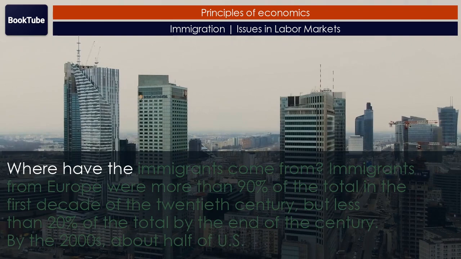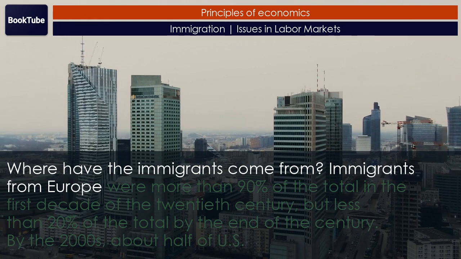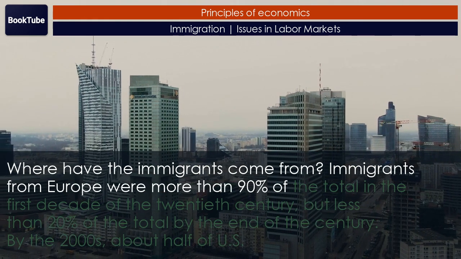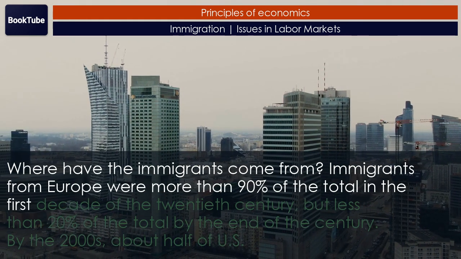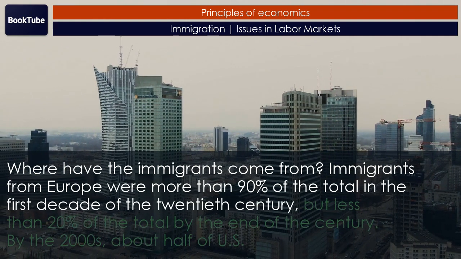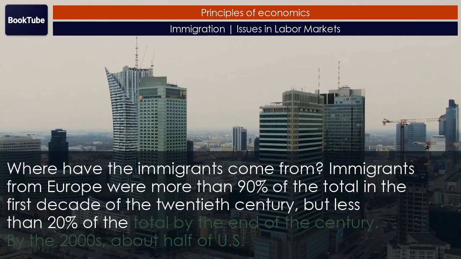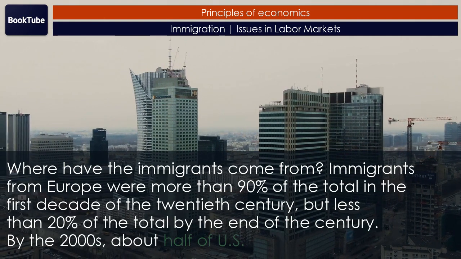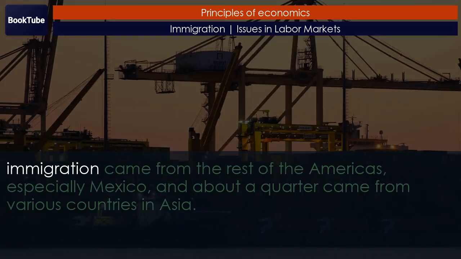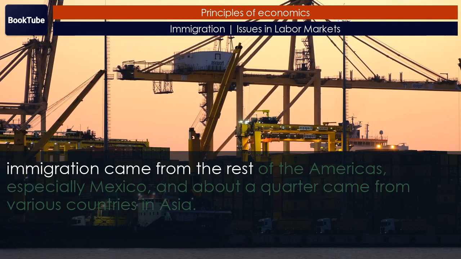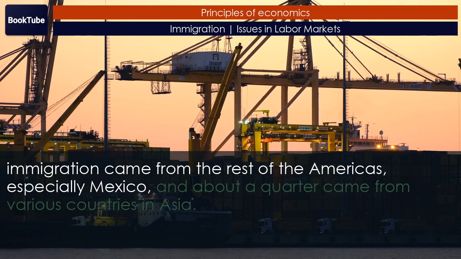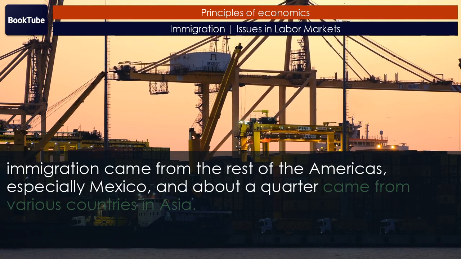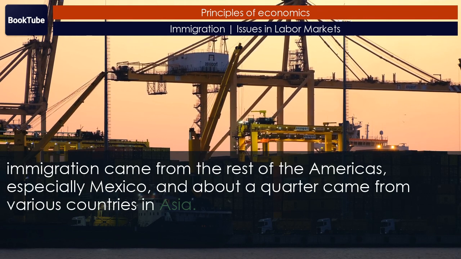Where have the immigrants come from? Immigrants from Europe were more than 90% of the total in the first decade of the 20th century, but less than 20% of the total by the end of the century. By the 2000s, about half of U.S. immigration came from the rest of the Americas, especially Mexico, and about a quarter came from various countries in Asia.